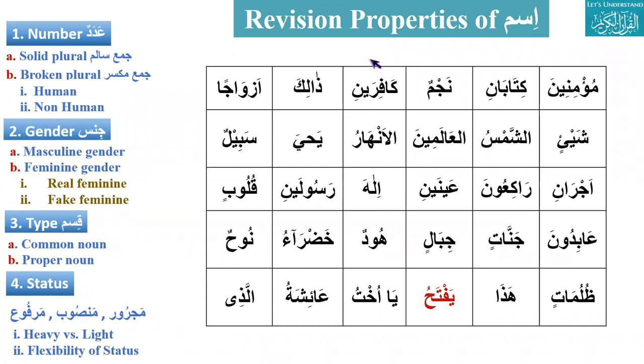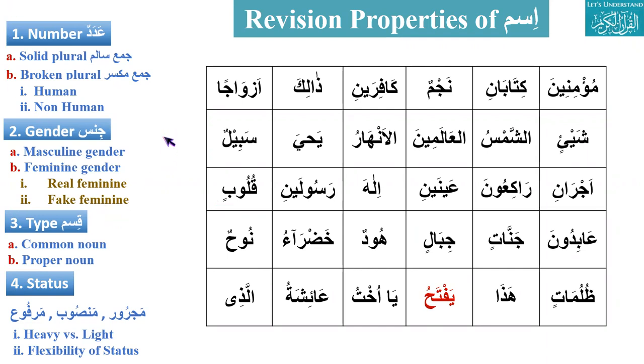So I would go to Noshin. Assalamu alaikum. Waalaikum salam. Noshin, tell me about the properties of yaftahu. What about noun, gender, type, and status, please? It's not a noun, it's a verb. Very good. So it's a verb, and we are only talking about noun properties.